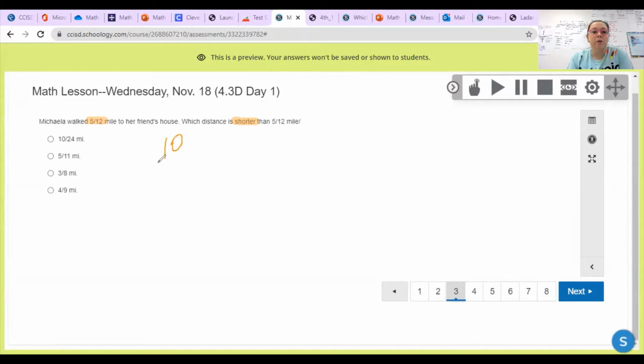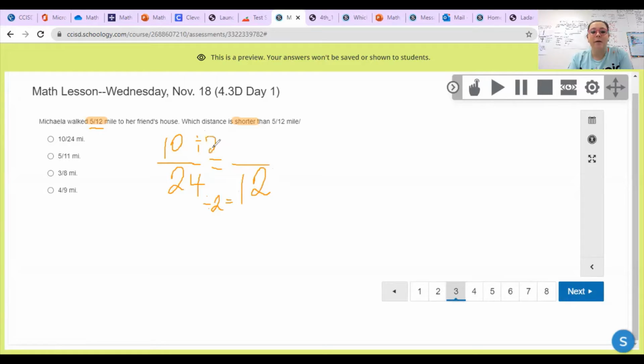10/24. Well, if you remember, if we divide or multiply the numerator and denominator by the same number, we can find equivalent fractions. So if I want to compare this to a fraction with a denominator of 12, I would put 12 as my denominator here. And I would think, what did I do to 24 to get to 12? Well, if you know your facts, you would know that 24 divided by 2 equals 12. So since that's the case, I would divide my numerator by 2 as well.